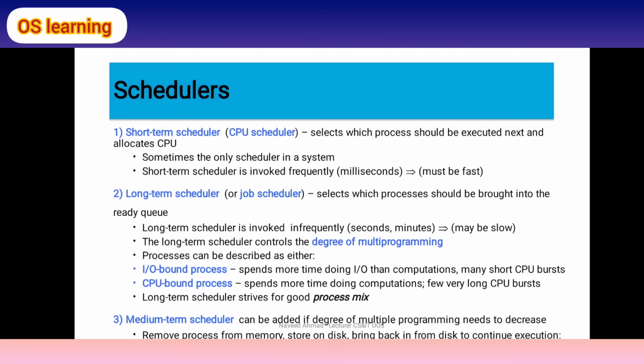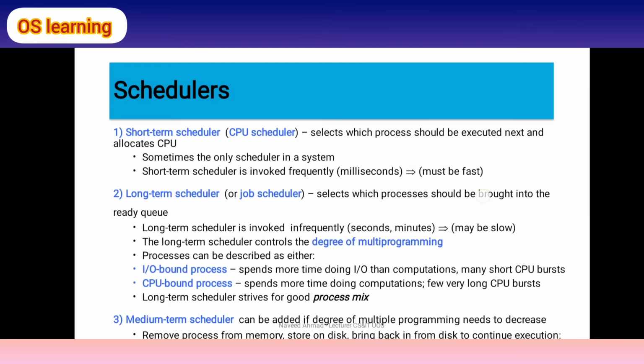Multiprogramming means multiple programs run at the same time, and processes can be described as either I/O-bound or CPU-bound. An I/O-bound process spends more time doing input/output than computation, with many short CPU bursts. A CPU-bound process spends more time doing computations, with few very long CPU bursts. So the long-term scheduler strives for a good process mix.